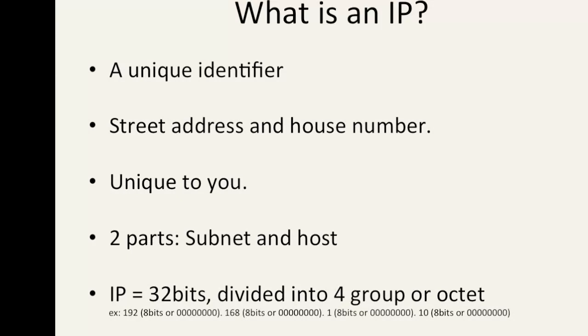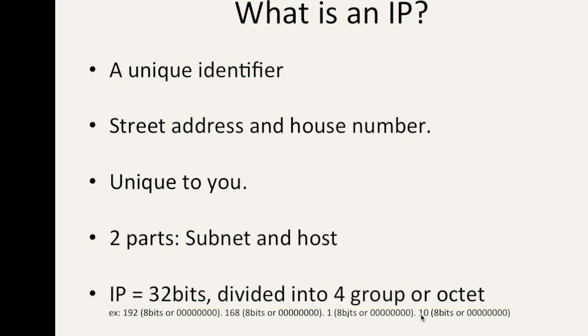And usually an IP address is 32 bits long and is divided into 4 groups, which are called octets. So in this example below, I have 192.168.1.10. So 192 is broken down into 8 bits or 8 zeros. And this could be ones and zeros. This is just for demonstration purposes. So there's 8 zeros, and dot 168, which is 8 bits or 8 zeros, dot 1, which again is 8 bits or 8 zeros, dot 10. Okay, equaling 32 bits.